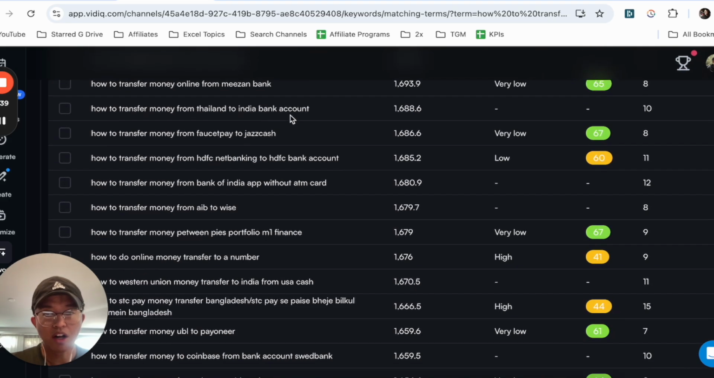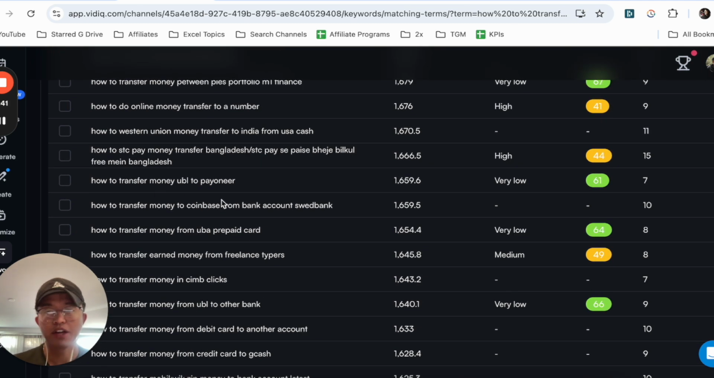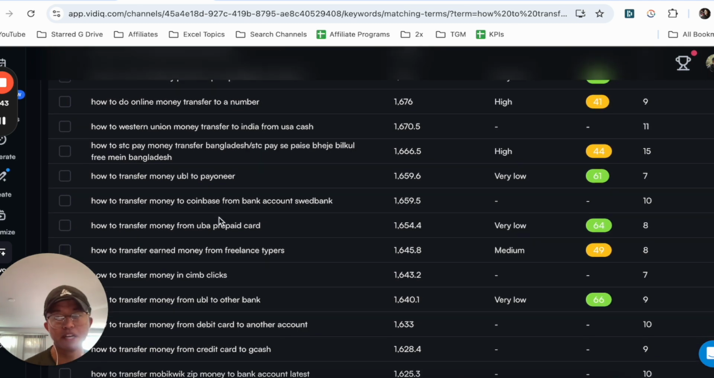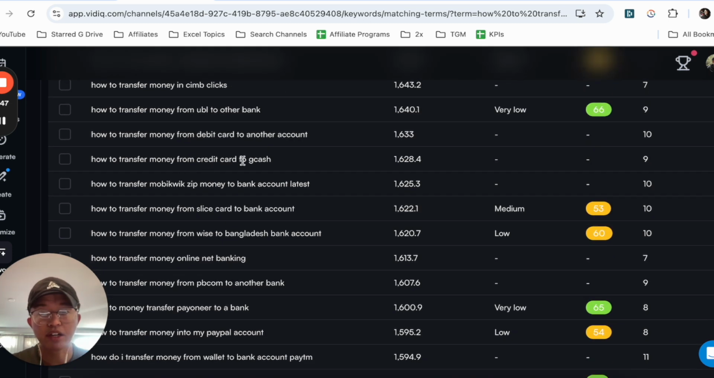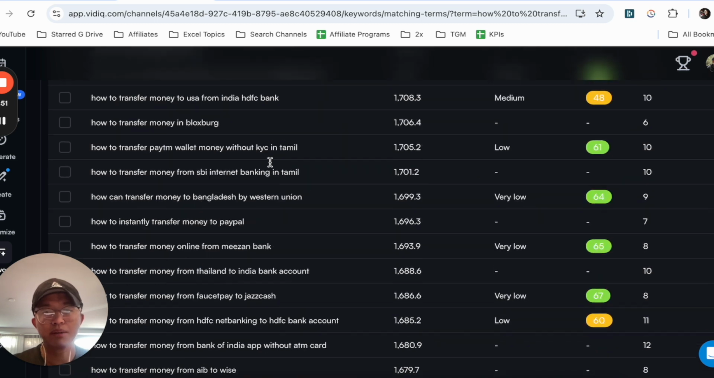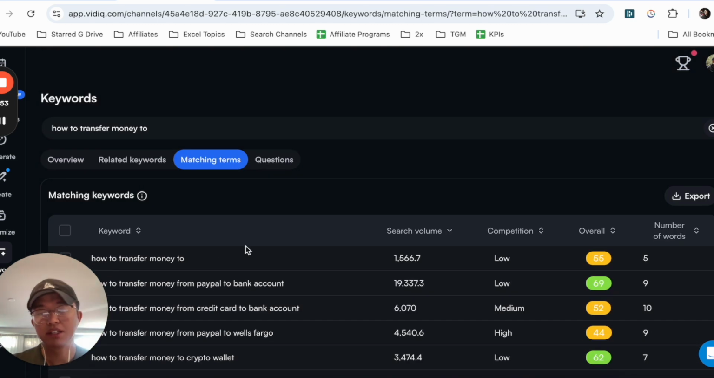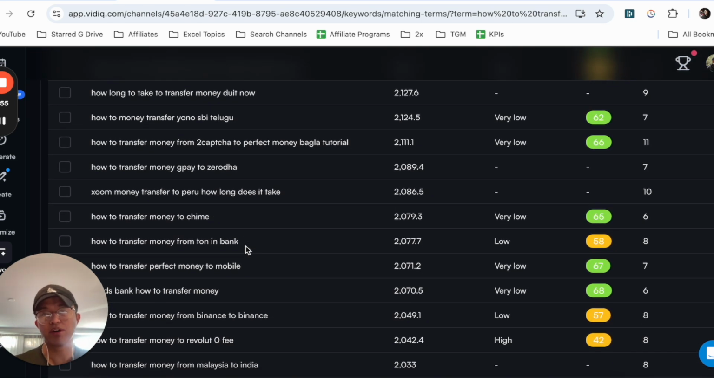These are all problems that people have: how to transfer money from UBL to Payoneer, how to transfer money from a UBA prepaid card, how to transfer money from a credit card to Gcash. These are all problems that people have, and for some of these problems I'm sure Cash App can be the solution. You just have to figure that out. So that is the best way to promote Cash App on YouTube.